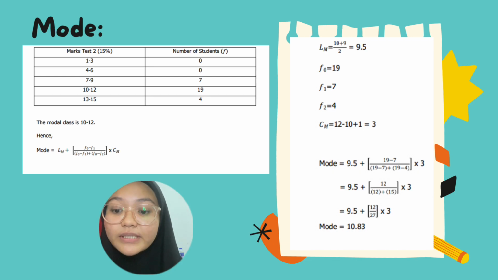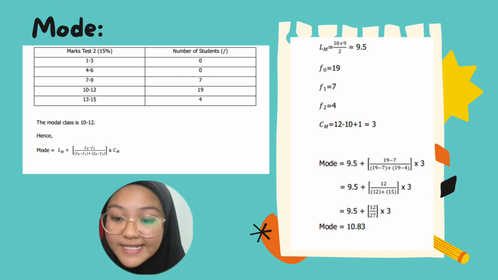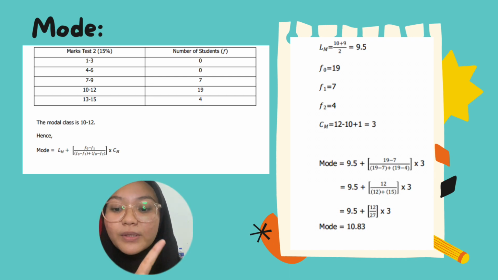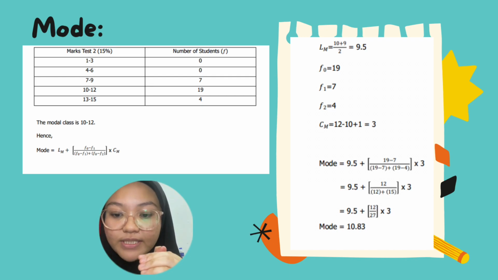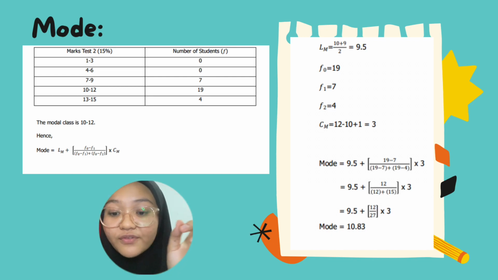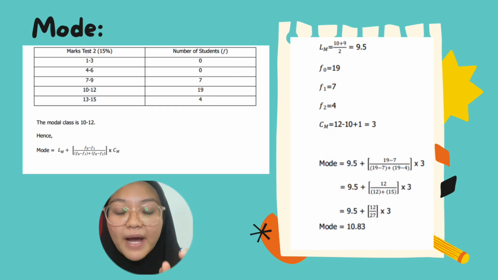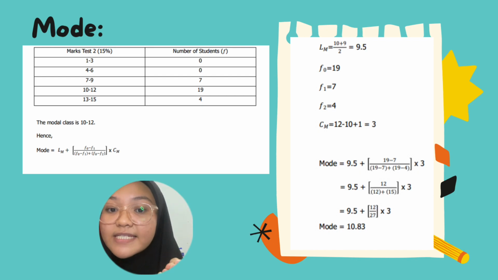After that, we will divide it by F0 minus F1, same as before. But this time, we will add it with F0, which is the highest frequency, minus F2. F2 being the frequency below, also known as the frequency after the highest frequency. And then, after we close the bracket, we will multiply it by the class width. As you can see from before the final answer, we get 9.5 plus, in the bracket, 12 over 27, close the bracket, times 3, which gives us the final answer for mode is 10.83.